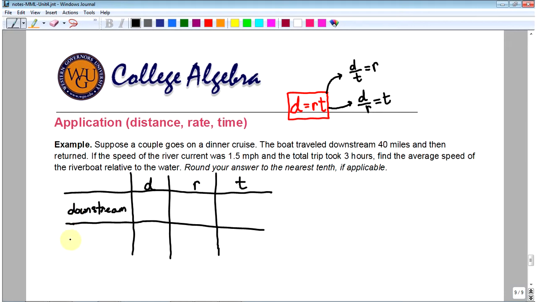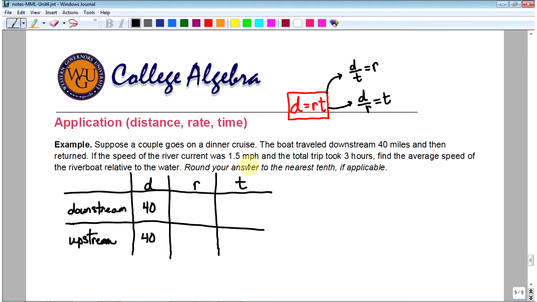And then when they return, they'll be going upstream. You may have heard the expression that somebody is swimming upstream, meaning they have a hard time. That's because you're going against the current, so that's going to slow them down a bit. Okay, now let's fill in what we know. We know that the boat traveled downstream for 40 miles, and then it returned, which means it also went upstream for 40 miles. We know the speed of the river current was 1.5 miles per hour.